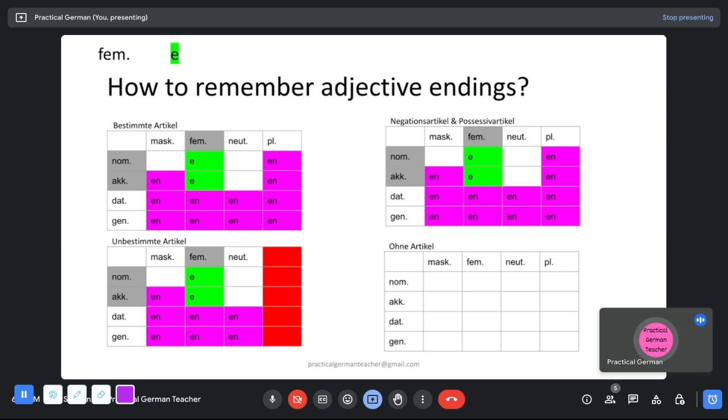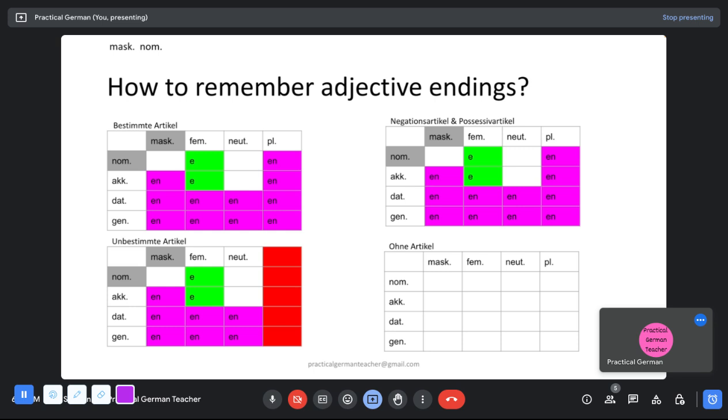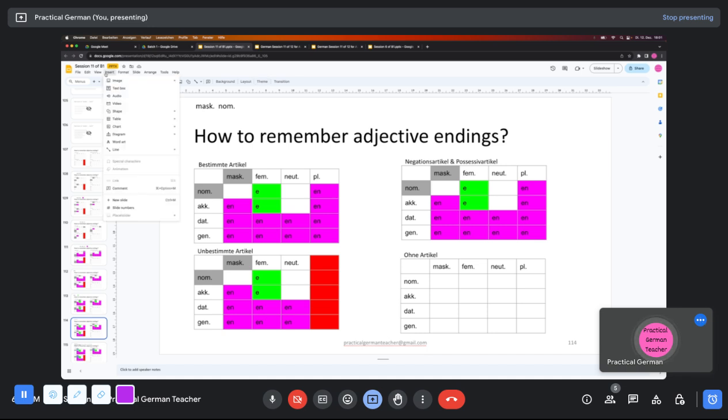Now this is just three rules, and we figured out most of them. Now we have just three more rules to remember. Let's talk about masculine nominative. What is the masculine nominative article, the definite one? Der. Now, this is how you should think. Again, there are different ways to remember this, but think like this.